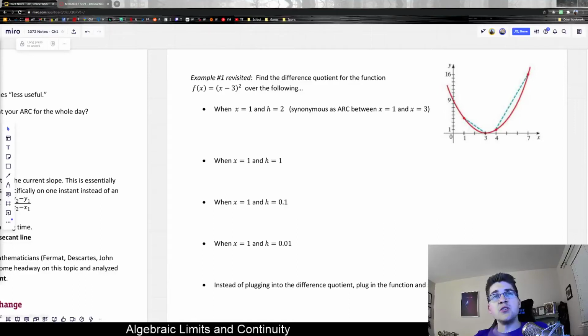Let's look at an example of using the difference quotient with numbers. You're going to have a couple practice problems in your homework that will ask you to do that. But to convey how this is actually the same thing that we were doing when we were studying average rate of change a few videos ago.